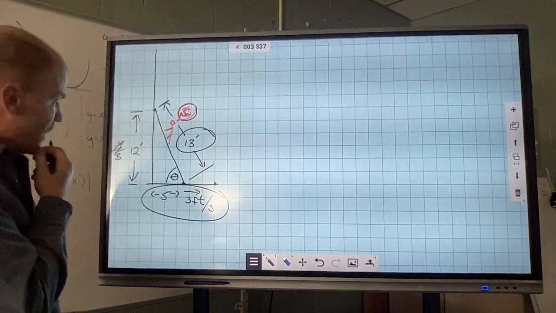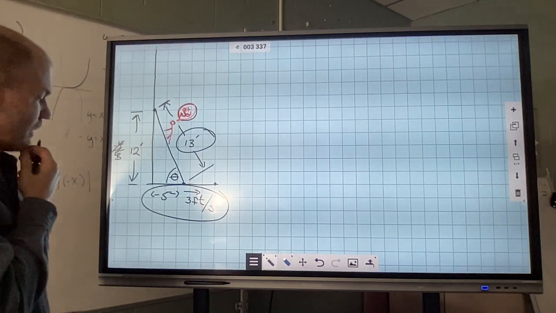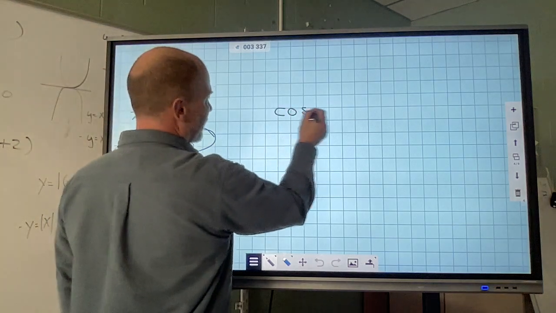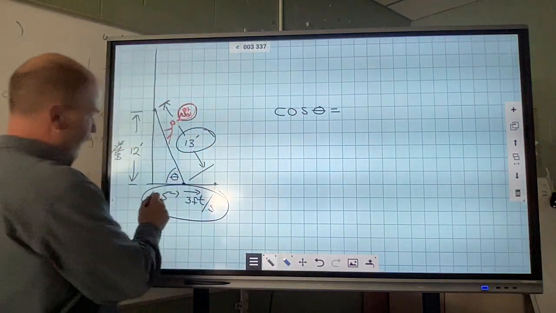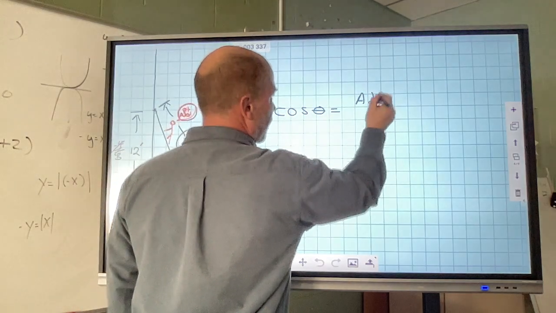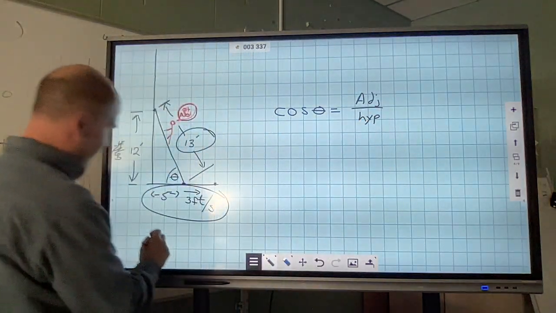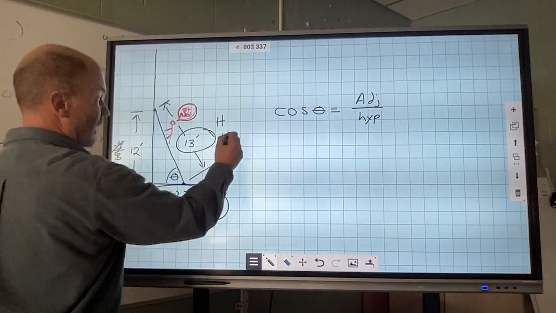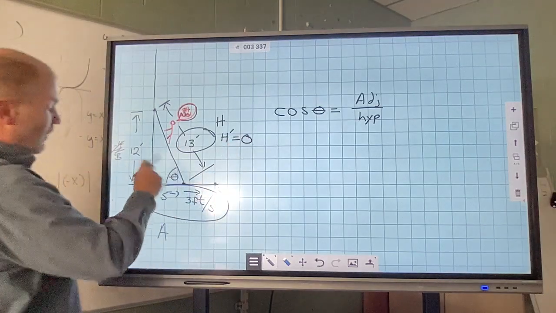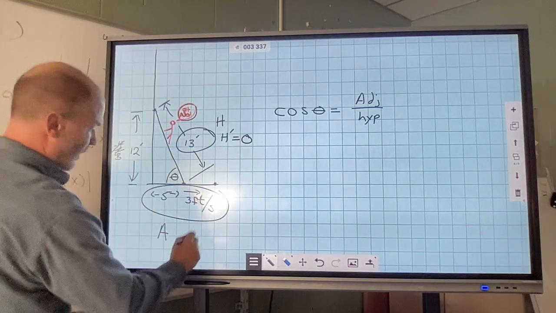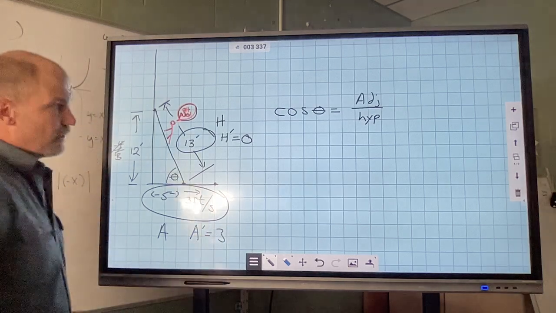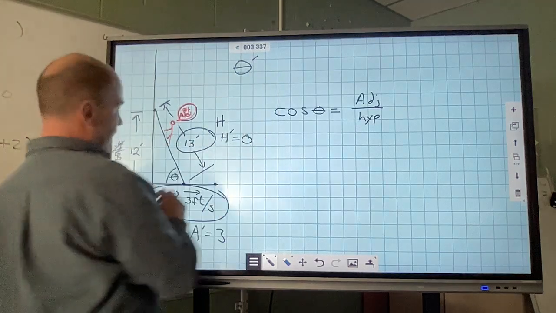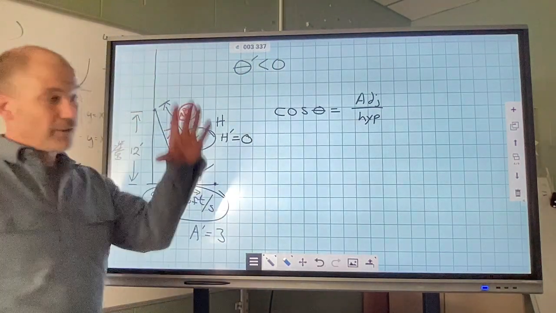Sine equals opposite over hypotenuse, or cosine. I'm going to go with cosine. It doesn't really matter. Cosine equals adjacent over hypotenuse. So I'm going to name this A, and I'm going to name this H for hypotenuse. H prime equals what? It equals 0 because it doesn't change length. A prime is positive 3 again. Theta prime is just what I'm looking for. I know that it had better be less than 0 because theta is getting smaller as we fall.